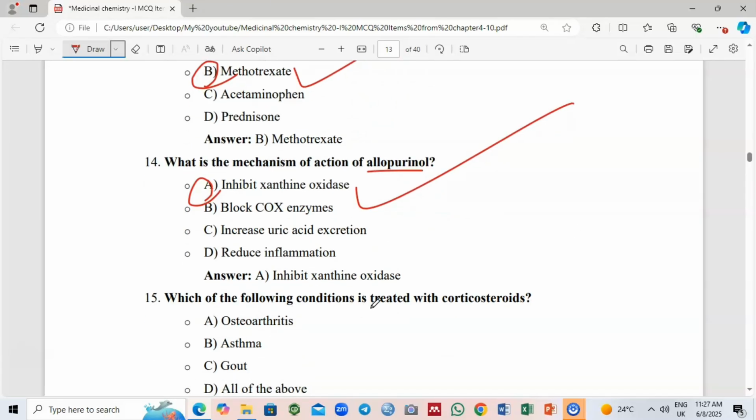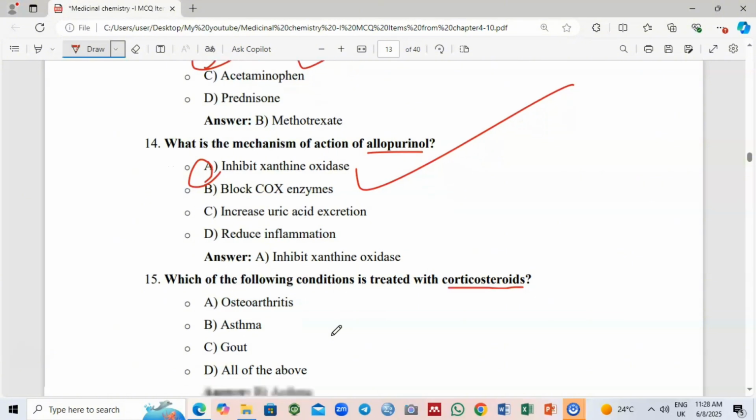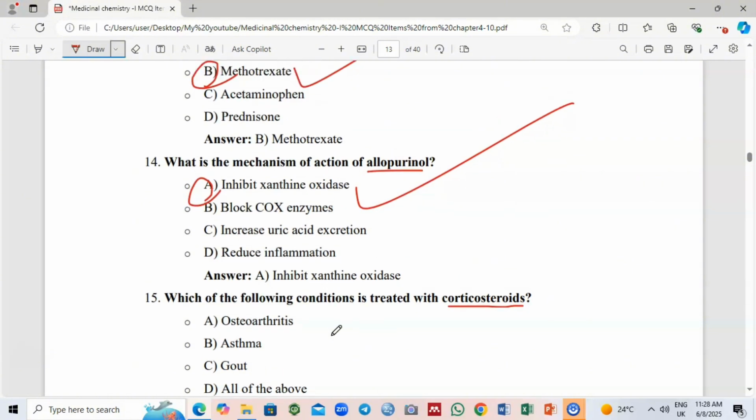Which of the following conditions is treated by corticosteroid? This corticosteroid is mainly used for treatment of inflammation as well as other conditions. A. Osteoarthritis, B. Asthma, C. GERD, D. All of the above. As you know, this corticosteroid can be mainly used for treatment of asthma, because of its bronchodilation effect.